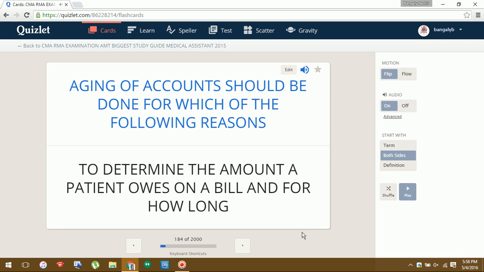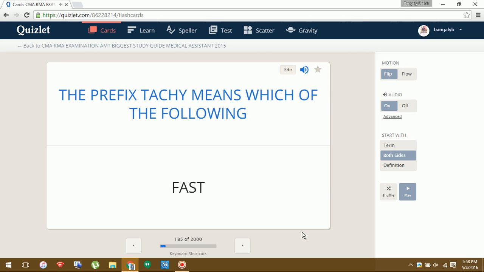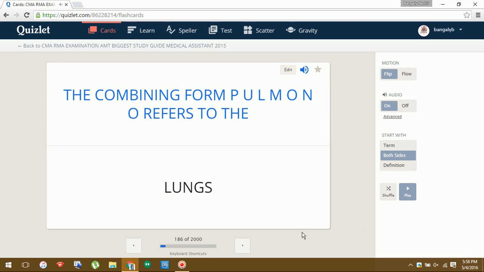Aging of accounts should be done for which of the following reasons? To determine the amount a patient owes on a bill and for how long. The prefix tachi means which of the following? Fast. The combining form pulmono refers to the lungs.